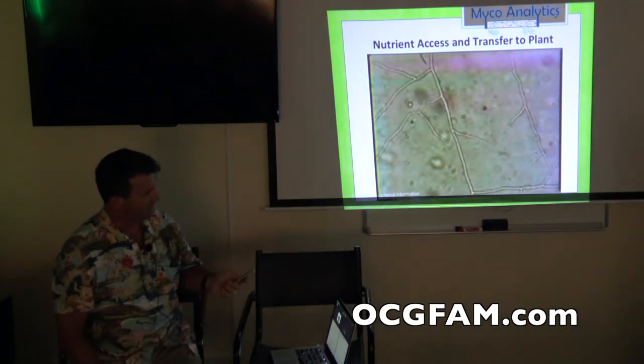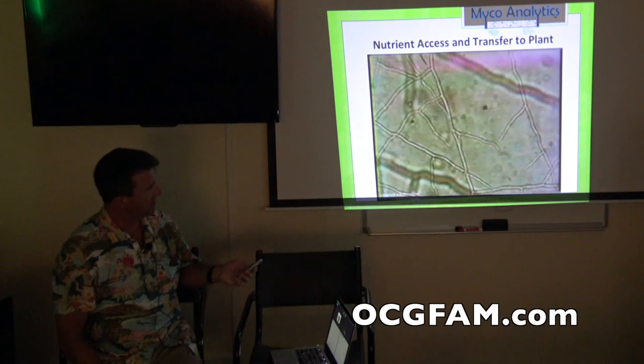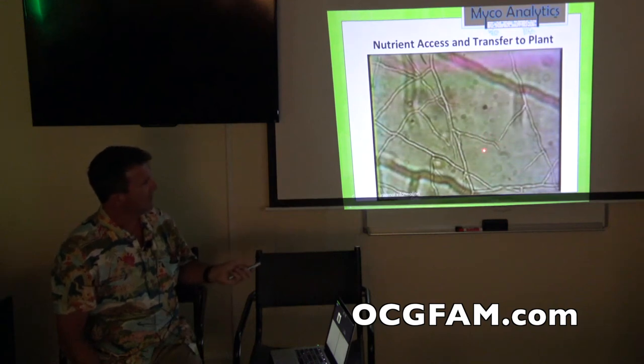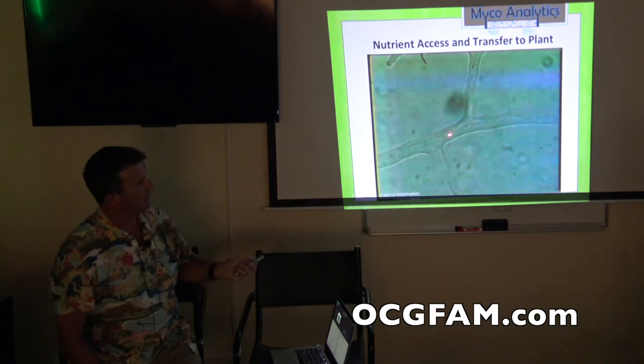Just some time-lapse photography of the mycorrhizal filaments growing. This was actually used by National Geographic. And you can actually see at one point here, very shortly, the nutrients flowing via the mycorrhizal hyphae back to the plant root.